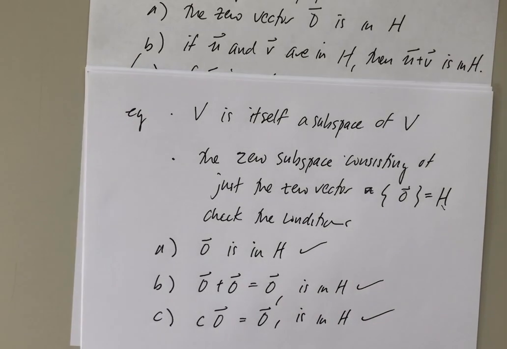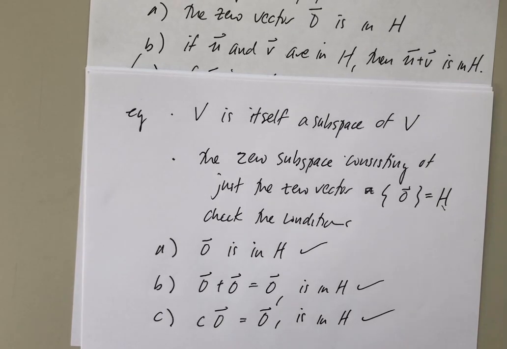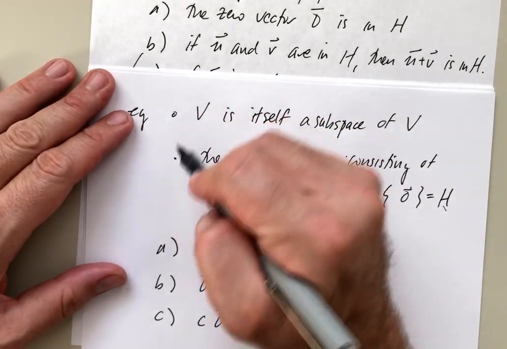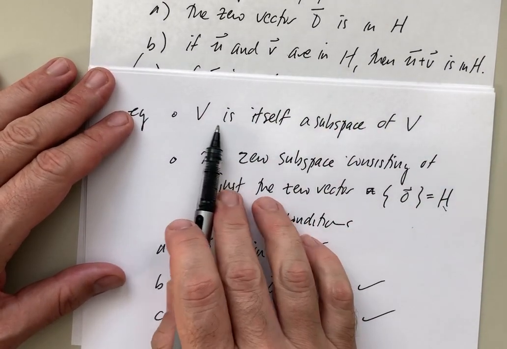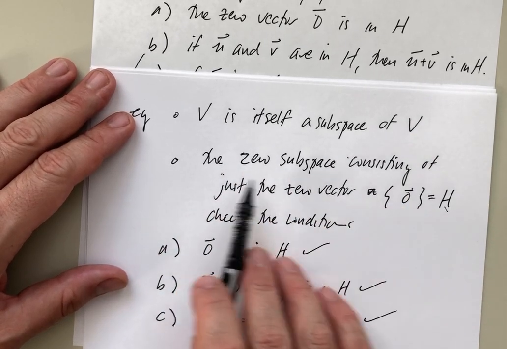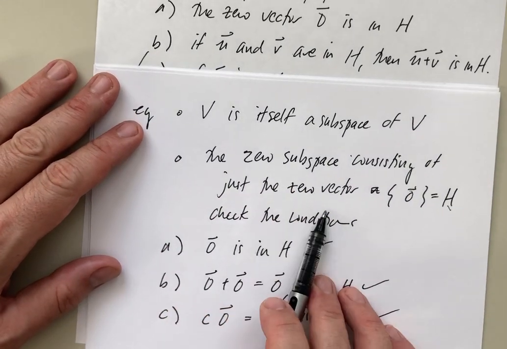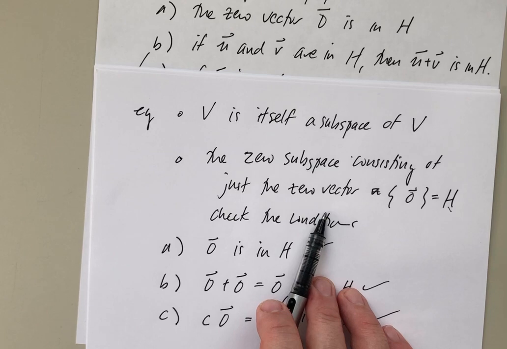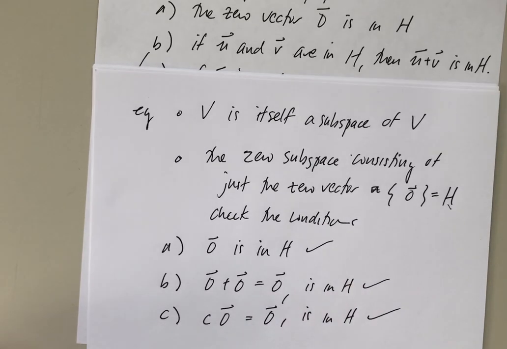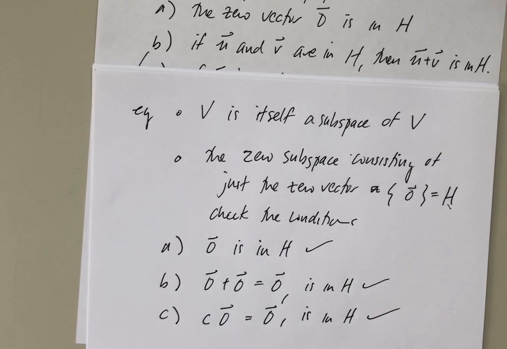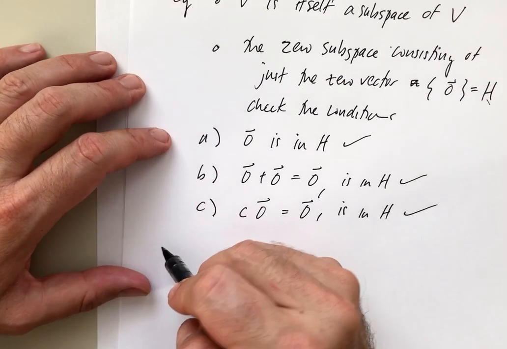So again, these are always going to be subspaces. No matter what V is, the whole thing is a subspace. And then at the other extreme, just the zero vector is a subspace. So we should look at maybe some more examples. Let me do this one here.